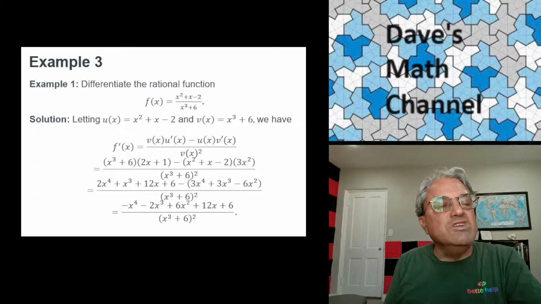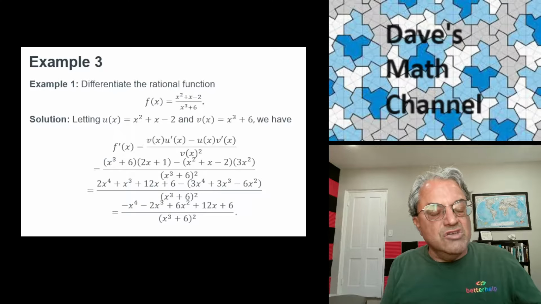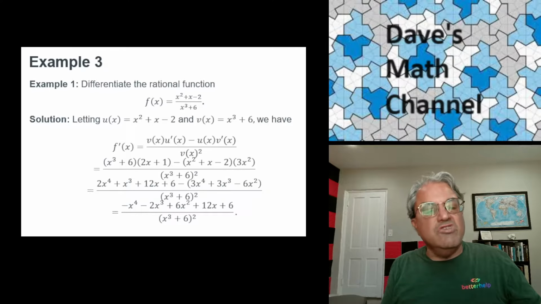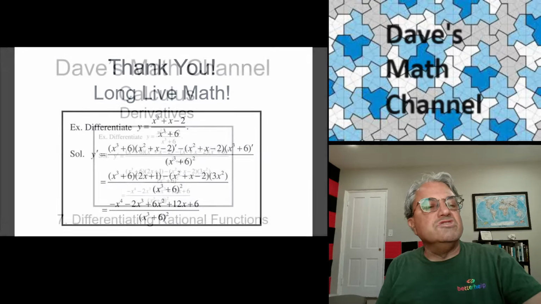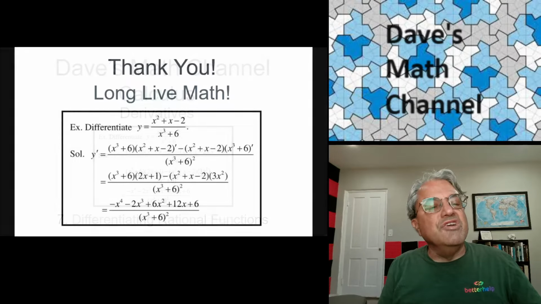But anyway, so finally you just collect terms. So you're going to get minus x to the fourth minus 2x cubed plus 6x squared plus 12x plus 6 in the numerator, and you get x cubed plus 6 quantity squared in the denominator. And I believe this is the same thing they show on the introductory slide. Let's just look at it. Yeah, it looks the same. So good, we did it right.